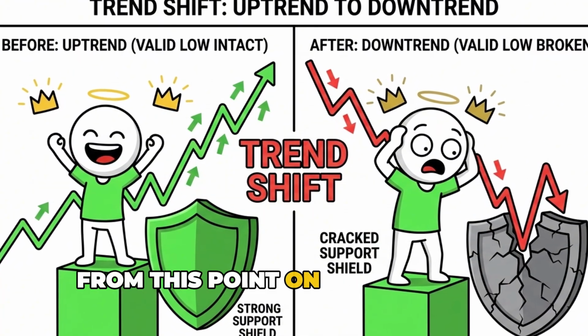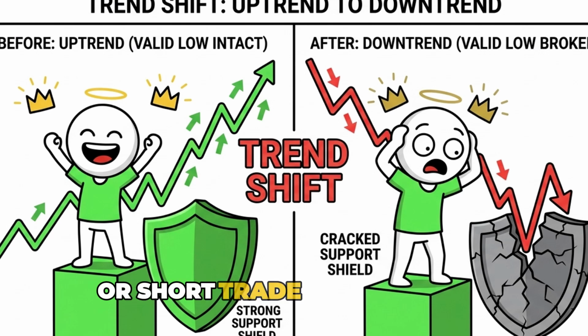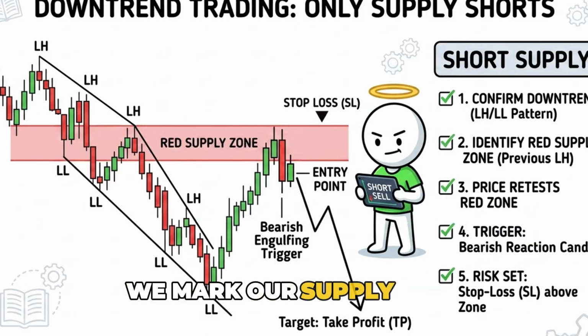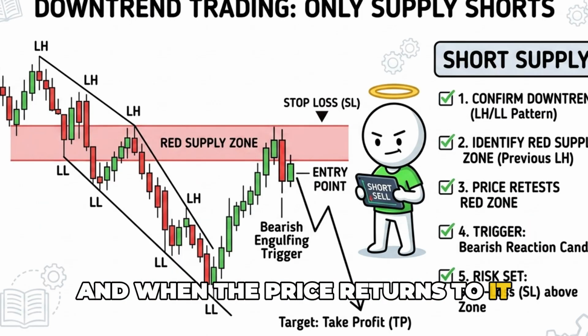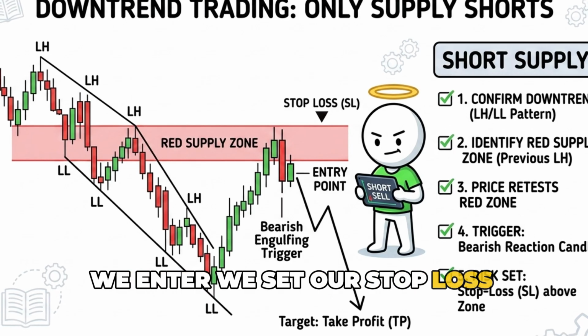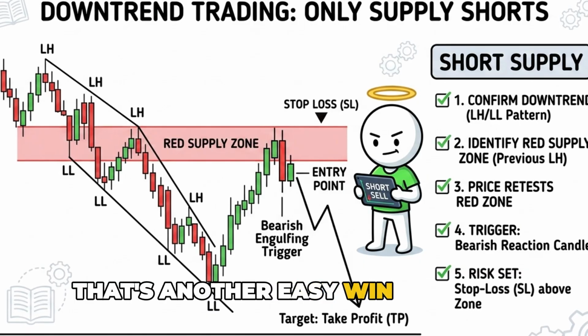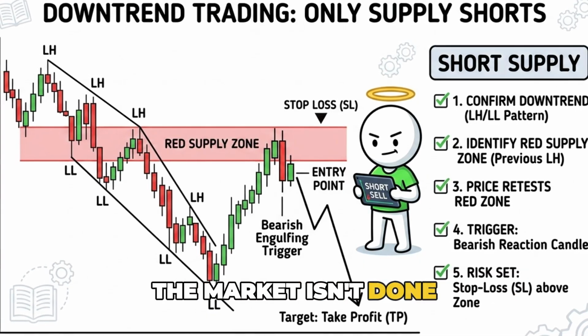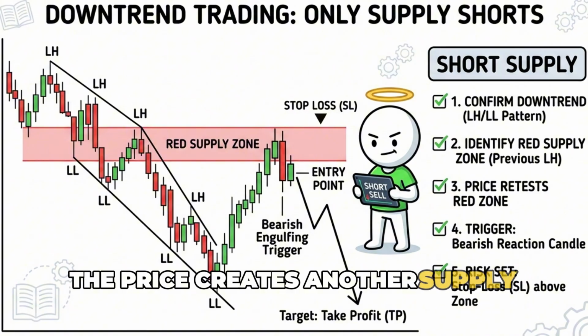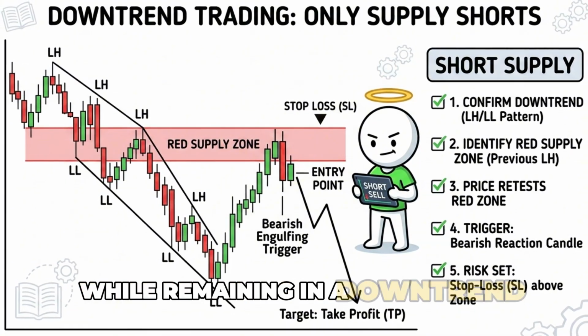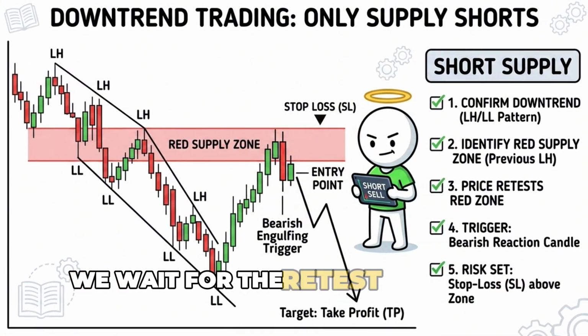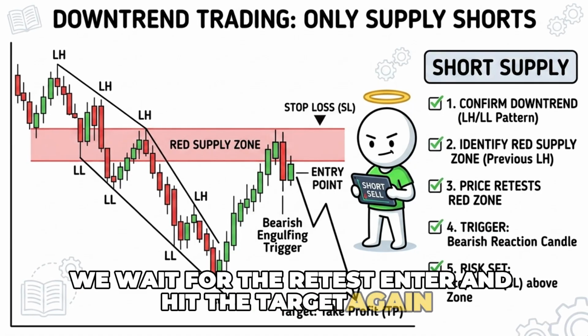From this point on, we only look for supply zones or short trade opportunities. We mark our supply area, and when the price returns to it, we enter. We set our stop loss above the supply zone and target the recent lows. That's another easy win. But wait, the market isn't done. The price creates another supply zone further down while remaining in a downtrend. We wait for the retest, enter, and hit the target again.